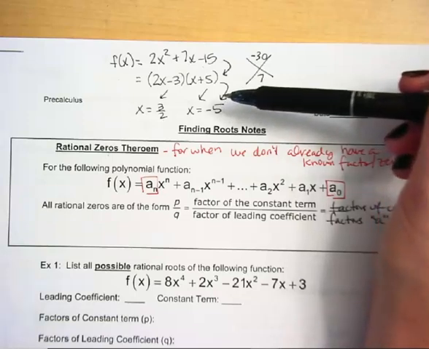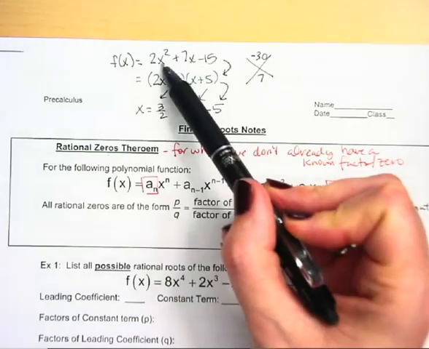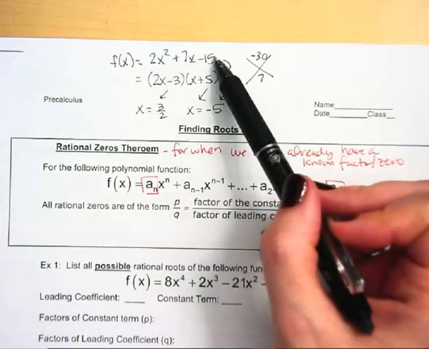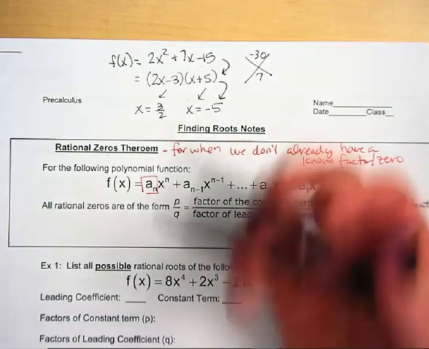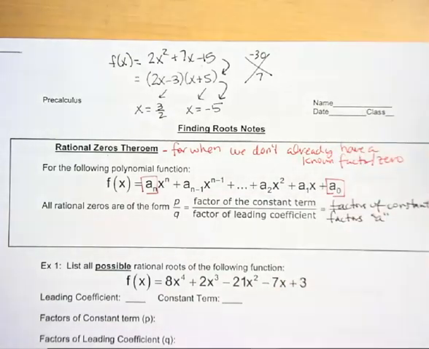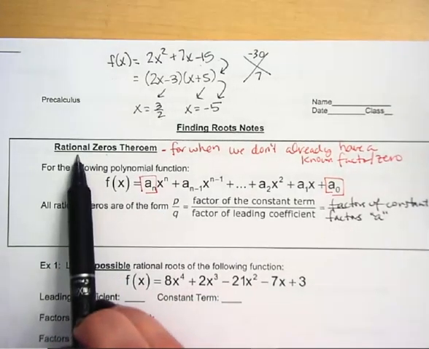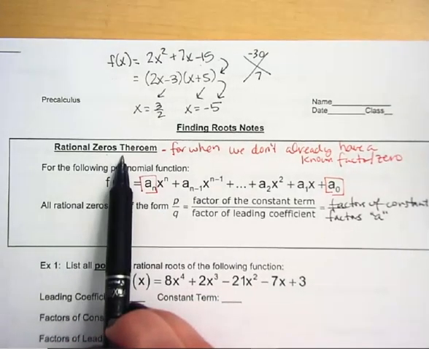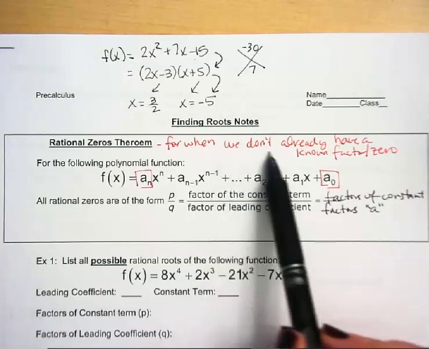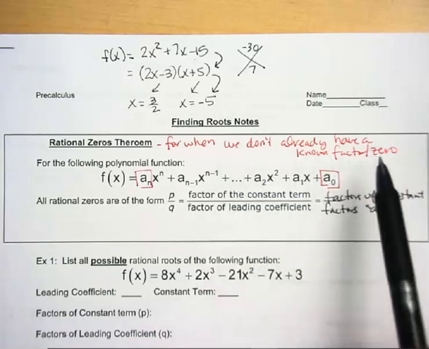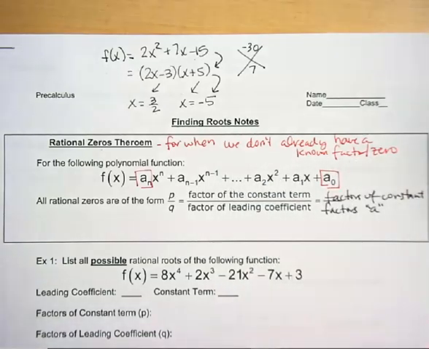Well, this lesson today is for what if I don't have a trinomial quadratic, or I have something longer that doesn't have factoring methods? How can I get it into a factored form so that I can use those factors to find the roots? And what we have to help us out with that is something called the rational zeros theorem. This is great for when we don't already have a known factor or zero for a polynomial.